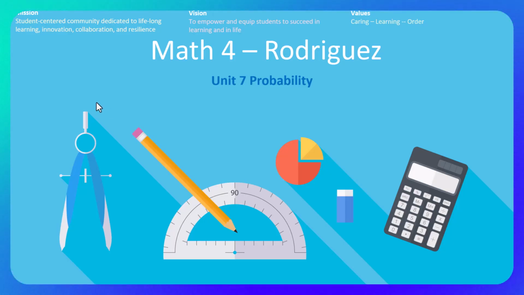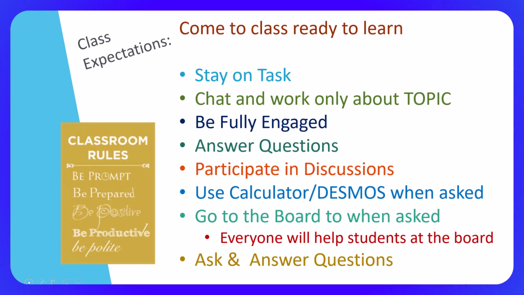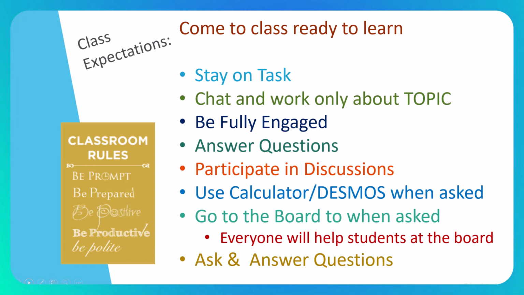Welcome. We're starting Unit 7, and we're going to start with Lesson 1 on probability. Our class expectations are to stay on task, chat and work only about the topic, be fully engaged, answer questions, participate in discussions, use your calculator and Desmos. Practicing using that will help you immensely when it comes to test time. Go to the board when asked.